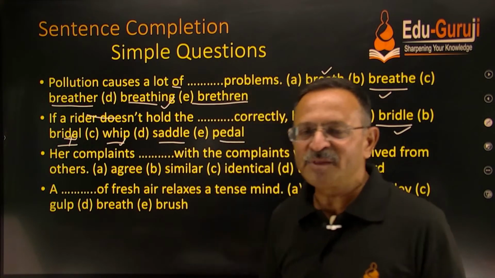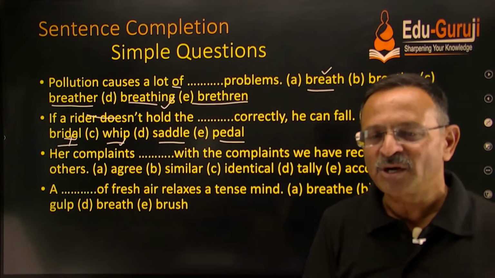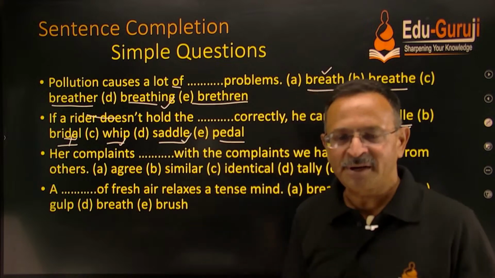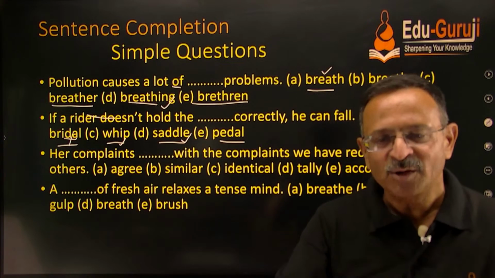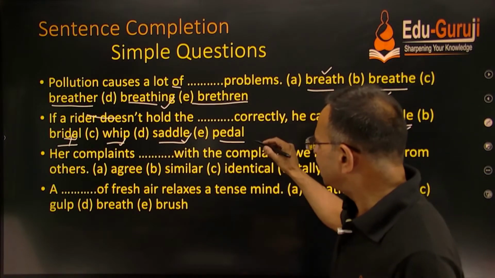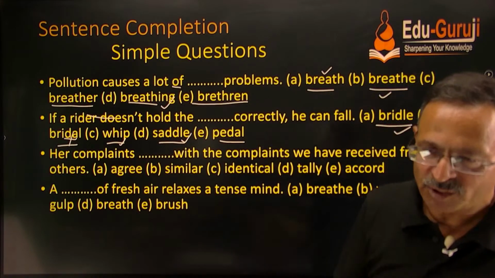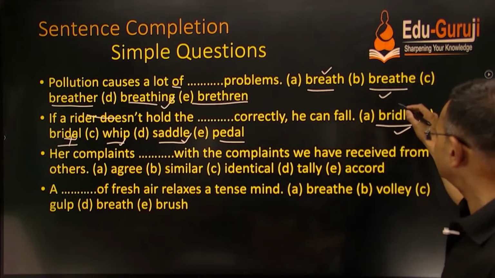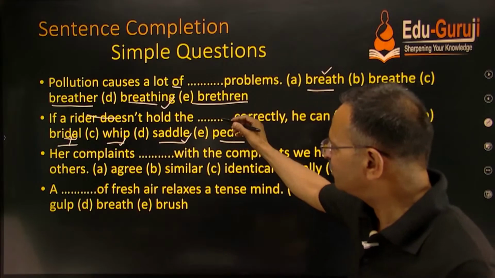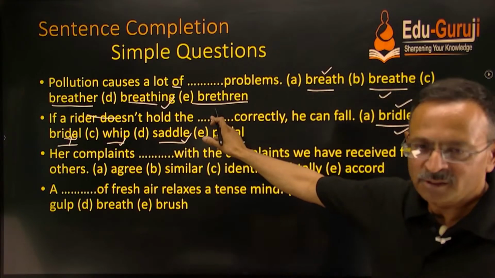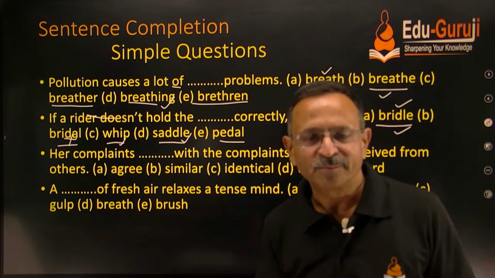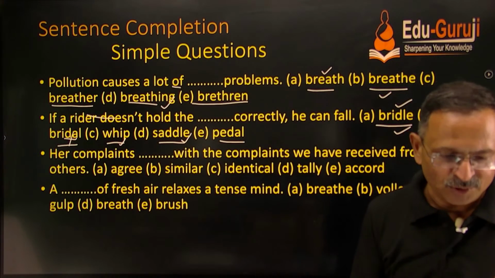Then you have a whip. A whip is something we call a lash, but it cannot control the horse. Saddle is where the horse rider is sitting. And then paddle is not there. So the answer would be the bridle, which is controlling the horse. So: if a rider does not hold the bridle correctly, he can fall. Now let's go to the next part.